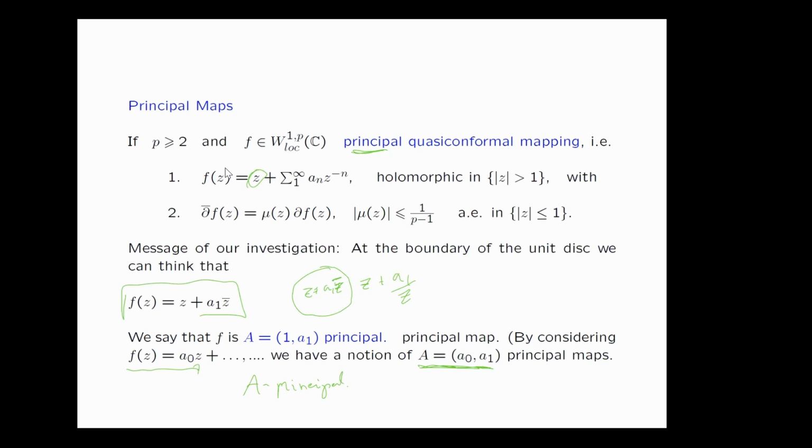A warning about notation. A 2 by 2 matrix A can be understood as A0 z plus A1 z bar. This is what we do typically for the differential, where A0 will be the dz of f, and A1 will be the dz bar of f. But if you do this for a linear map, then you have complex coordinates for a matrix. So a matrix A can be identified with these two complex numbers, A0 and A1.